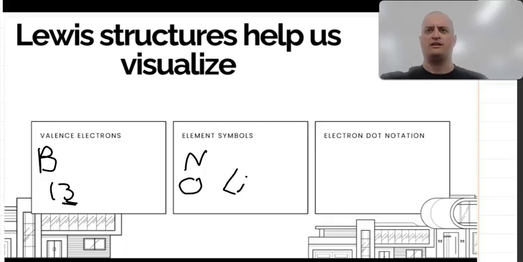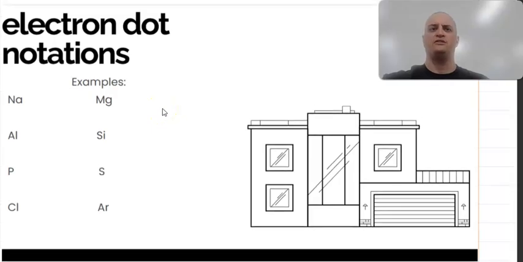So if we were to think of electron dot notation for these, nitrogen is in group 15, so it would have 5 valence electrons. That's what we're showing here. And lithium is in group 1, so it only has 1 valence electron. So let's take a look at the electron dot notations given some of these examples here.